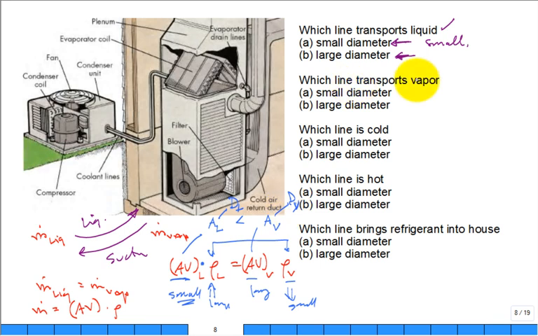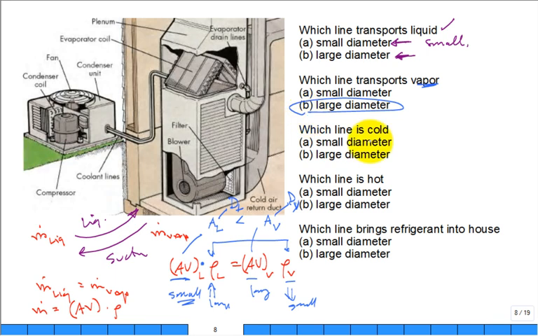Okay, which line transports vapor? Yes, sir. It's a large diameter. See, what they're doing is they're paying attention and they're getting answers correct. And I'm engaging everybody in my class. How do you like that?